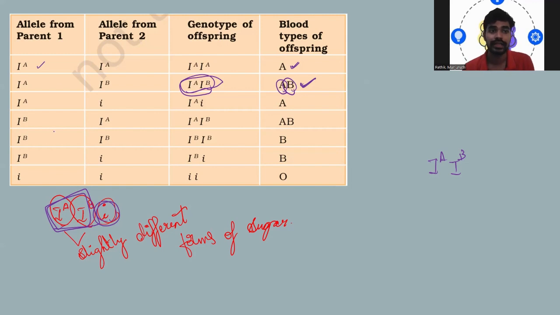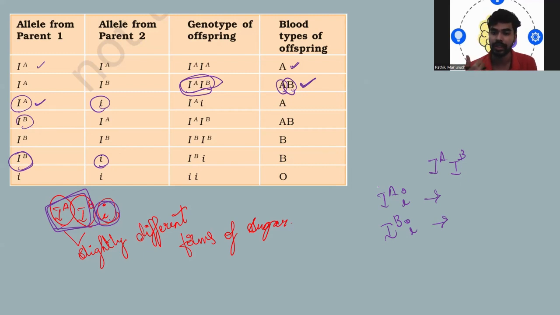So as a result, an AB blood type offspring has been produced. And I told you that IA and IB act as completely dominant over the small i. So what happens when IA and small i from parent one, and IB and small i from parent two come together? What would be the genotypic ratio? IA i, IB i.